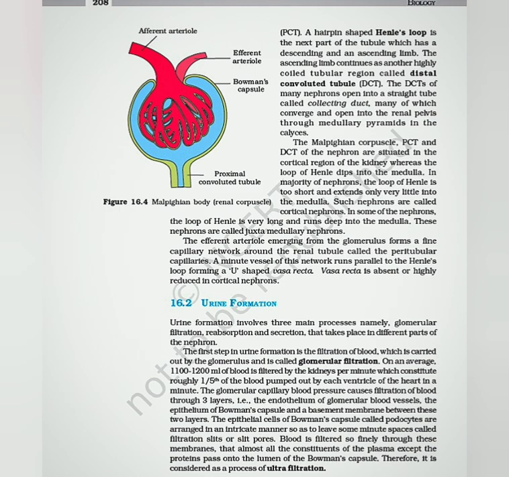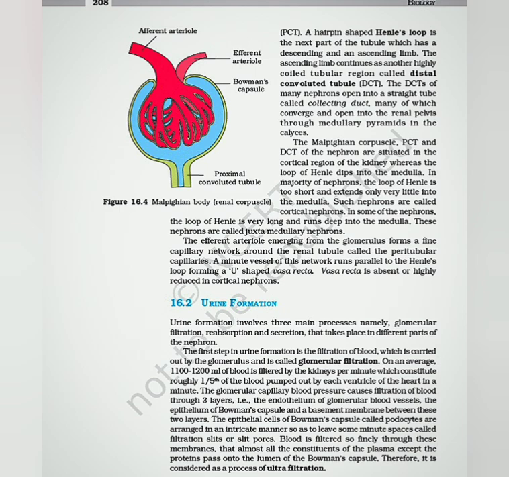Then, urine formation. Urine formation involves three main processes, namely glomerular filtration, reabsorption, and secretion, that take place in different parts of the nephron. The first step in urine formation is the filtration of blood, which is carried out by the glomerulus and is called glomerular filtration. On average, 1100 to 1200 milliliters of blood is filtered by the kidneys per minute, which constitutes roughly one-fifth of the blood pumped out by each ventricle of the heart in a minute.